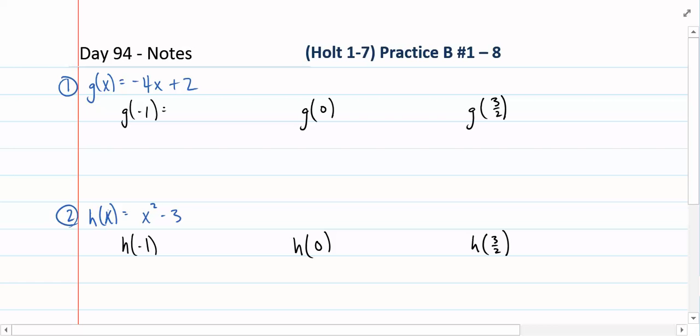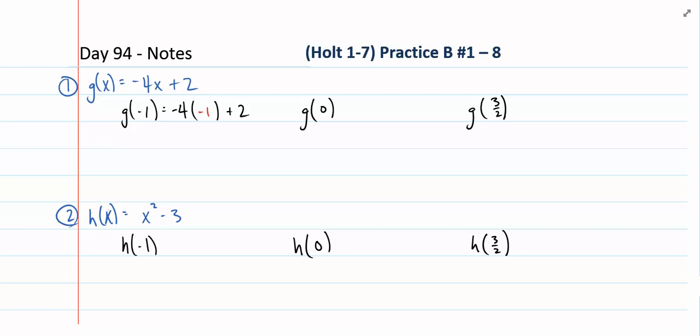In the first case, we have g of negative 1, which means that any x value inside this g function needs to be replaced with the number negative 1. So let me show you how I would write this if I were doing this on a sheet of paper. I would rewrite the function with a set of parentheses in place of the letter x. This way I'll recognize that the number inside these parentheses will match the number that's inside these parentheses here.